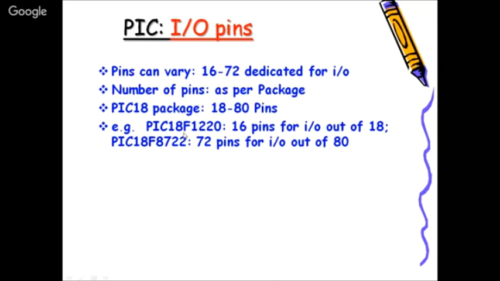Then for example 18F वाला जो सीरीज है, इसमें 16 पिन्स for IO हैं out of 18. You can see that 18 में से 16 जो है इनपुट आउटपुट पिन्स हैं, बची 2 पिन्स तो आपकी पावर है. ठीक है ना, VCC और ग्राउंड. तो remaining 16 पिन्स पूरे use होंगी as an input output pins, general purpose GPIO.